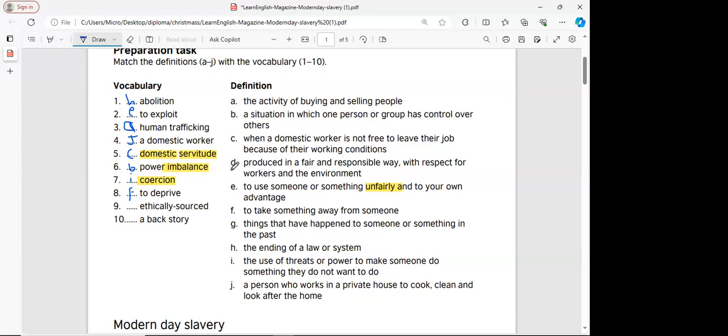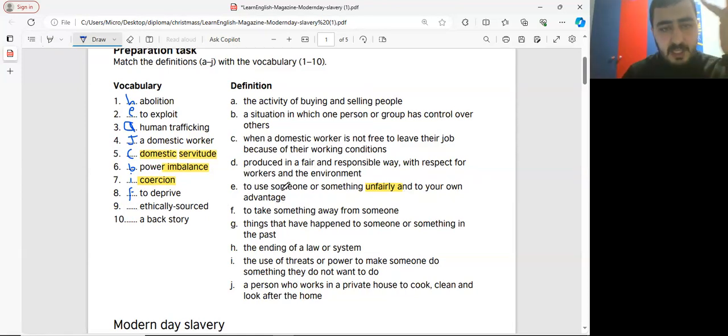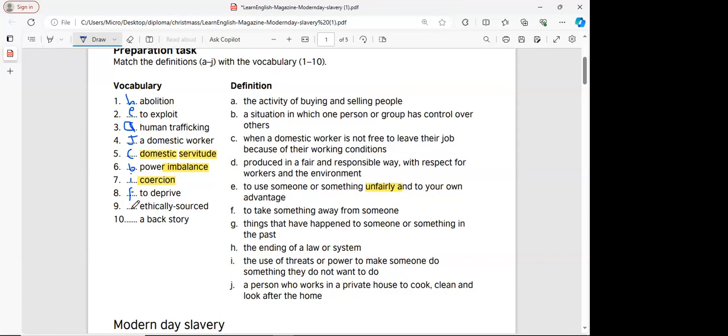D. No. Good job. I think it's D. I see D as the only one that says something good and talks about ethics. Produced in a fair and responsible way with respect for workers and the environment. Yes. Okay, so D.